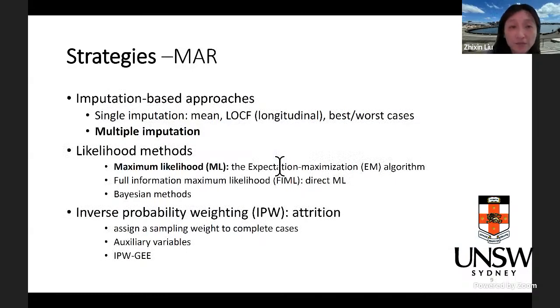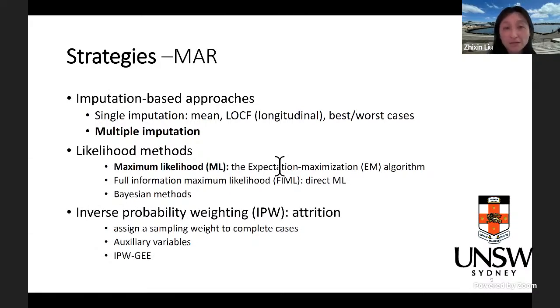Okay, so now look at the missing at random strategies. Like I said, there are basically two main strategies. One is the imputation-based approach and the other is the likelihood-based approach. And the inverse probability weighting, the last one, is normally used in longitudinal studies.